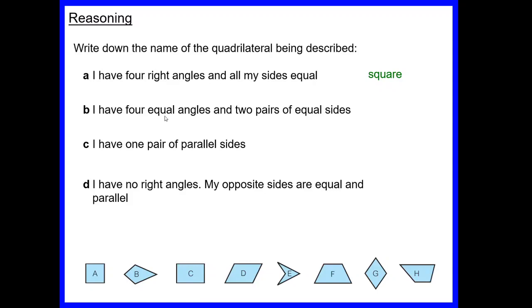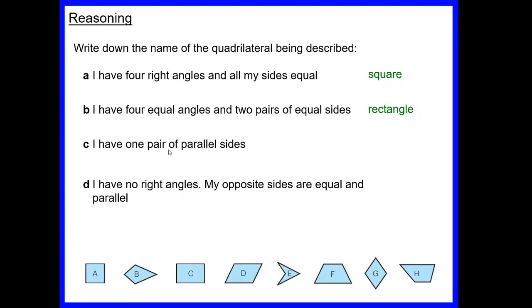The second one then, I have 4 equal angles and 2 pairs of equal sides. So all 4 angles equal. So again, okay, we've got our square here has all 4 angles equal. Our rectangle has 4 right angles, so all the angles are equal there. Let's have a look along. None of the others have all the equal angles, and it has 2 pairs of equal sides. So that's going to be our rectangle. So we've got a pair of equal sides here and a pair of equal sides there, as opposed to the square where all of the sides are equal.